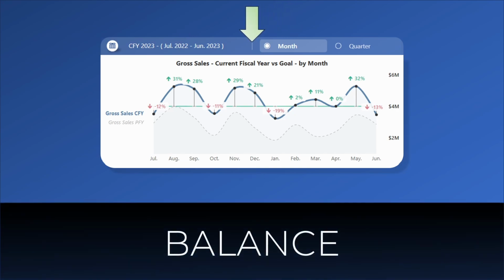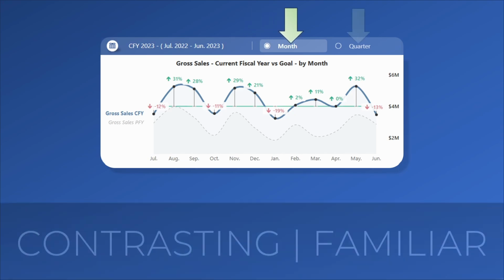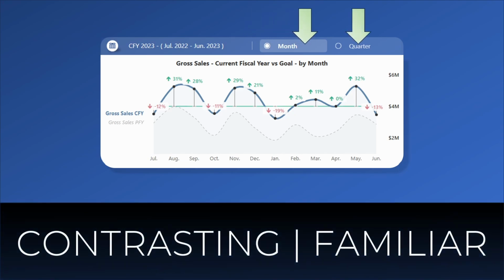We also see balance at work here. For example, our period title and our slicer are split between the left and the right side. We carefully utilize contrast to make it clear what view the user is on. Selected as bold, white, and a different background color than the unselected button, which has a reduced transparency. The button navigation itself has a modern and familiar feel.